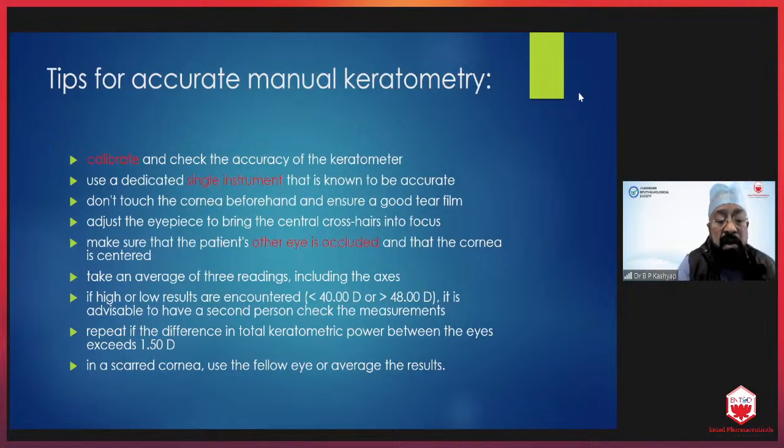And in a scarred cornea, we might take the fellow eye, or an average keratometry reading can be done. I generally use the other eye for the scarred cornea, but if in the scarred eye you can take the keratometric reading, I'll use the same reading. But if you cannot do the keratometric reading, I'll use the keratometric reading of the other eye.